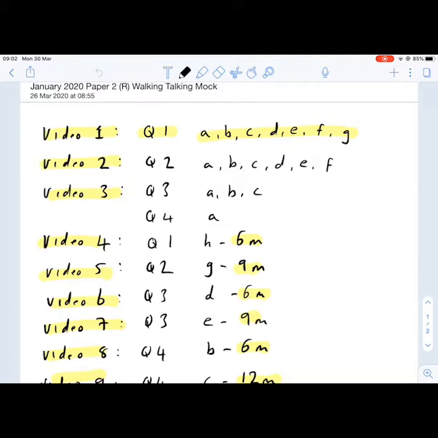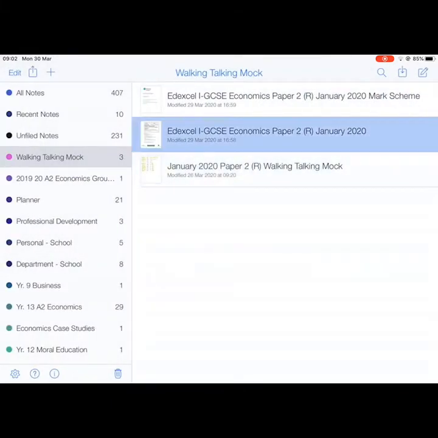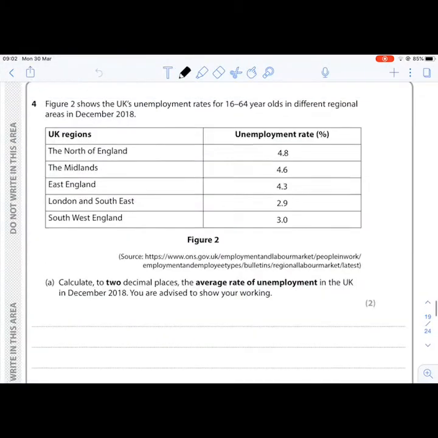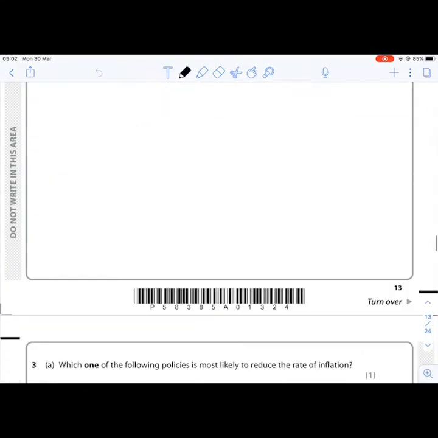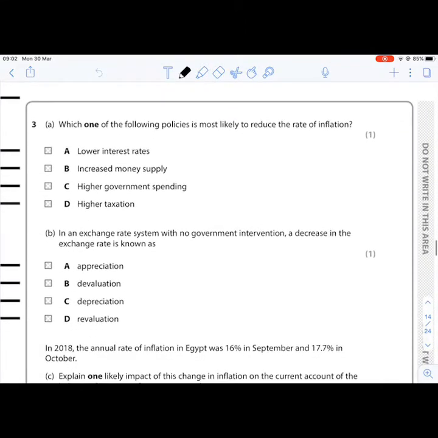So in this particular video, we are looking at question 3, parts A, B and C, and then part A for question 4. So without further ado, let's go to the exam paper. So 3A was the first one we were going to look at here. The question is, which one of the following policies is the most likely to reduce the rate of inflation?